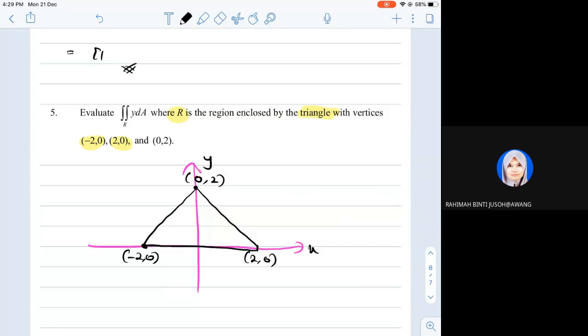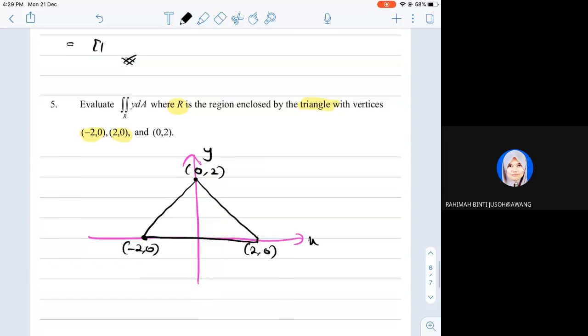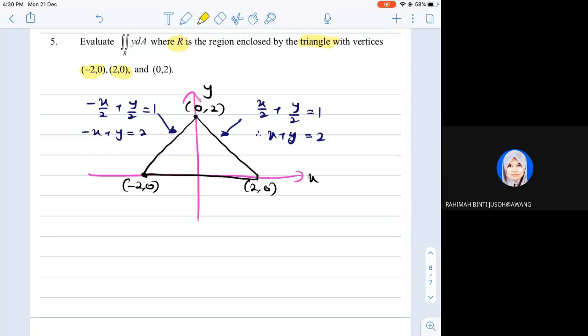Now, let us find the equation for this line. For this line, we have negative x over 2 plus y over 2 equals 1, so this is equivalent to negative x plus y equals 2. Next, the equation for the other line, we can also use the intercept form: x over 2 plus y over 2 equals 1. Therefore, x plus y equals 2. So now this is the region.